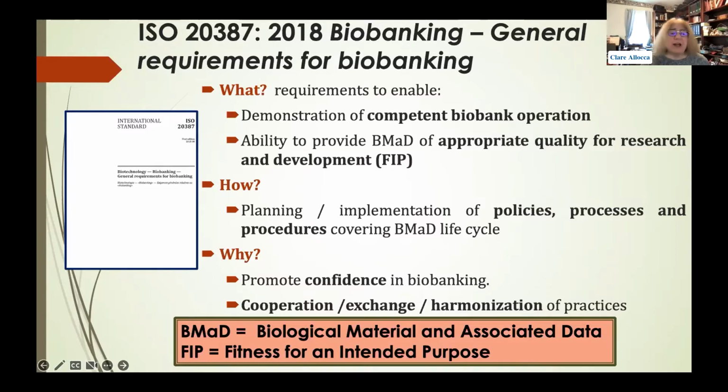Okay, so ISO 20387 itself is a set of requirements. Any standard, by definition, is some agreed upon set of requirements. And in this case, we're talking about demonstration of competent biobank operation and the ability to provide biological material and associated data with appropriate quality.